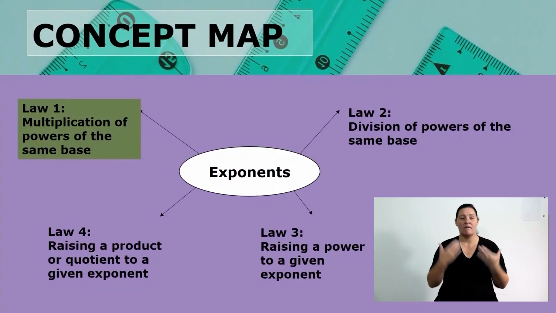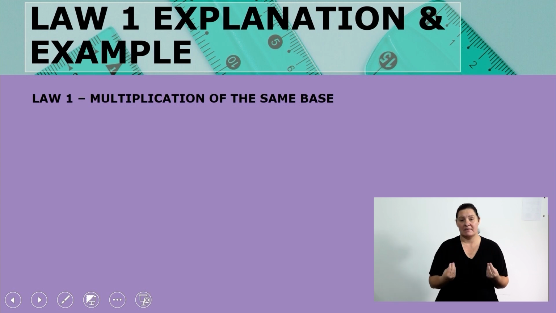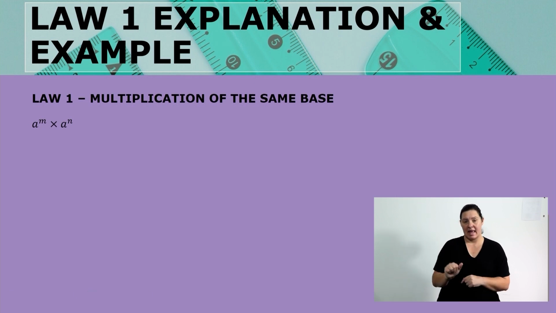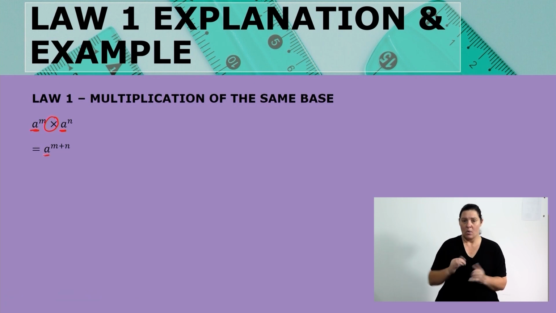So our focus now is going to be on law number 1, multiplication of powers of the same base. When we have the first law and we are multiplying the same base, an example of this is when we have a to the exponent m multiplied by a to the exponent n. So we can see that they have the same base and they are being multiplied. So what happens in this case? That means that we are going to keep the base and we are going to add the exponents. So we are going to say a to the exponent m plus n. So we are going to add the exponents.